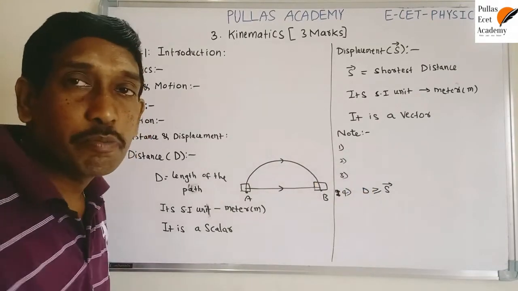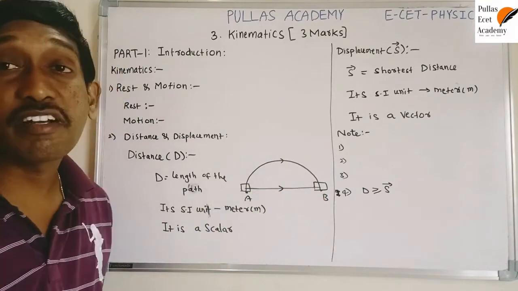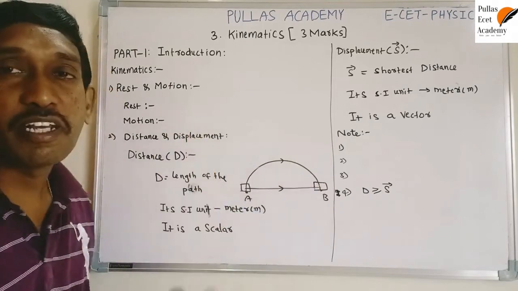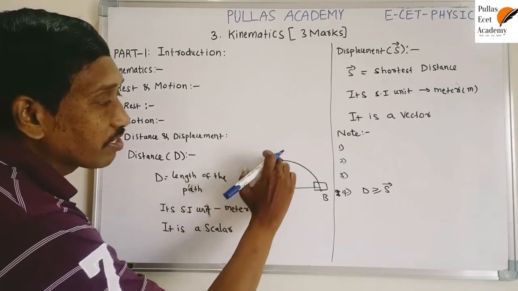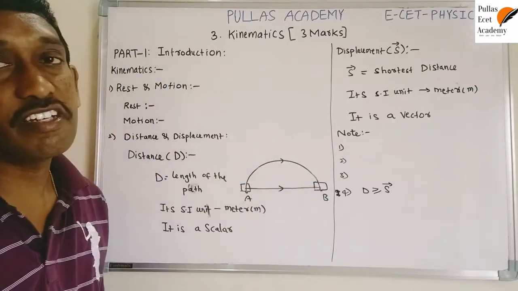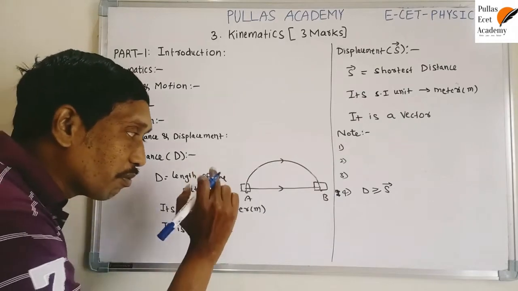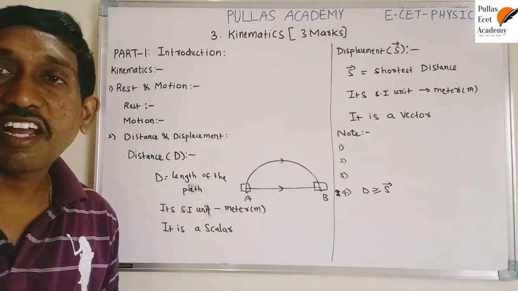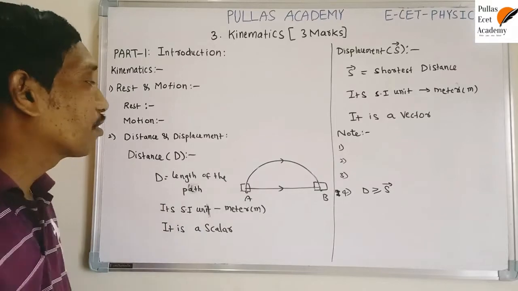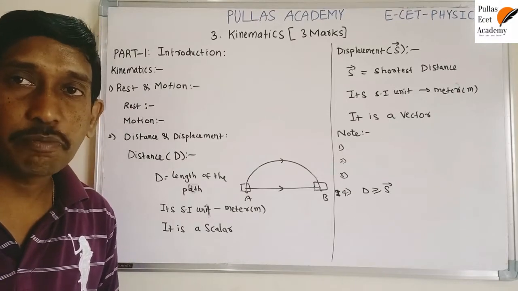When distance is equal to displacement, if the body is moving along this straight line path, distance and displacement are the same. Now when it moves along this curved line, distance is greater than displacement. Distance is the length of this curved line, but displacement is always the shortest length between these two points. That's why distance is greater than displacement. Otherwise, if the body is moving from A to B along this straight line, distance is equal to displacement. In this way you understood distance and displacement. I hope you understood the difference between distance and displacement.